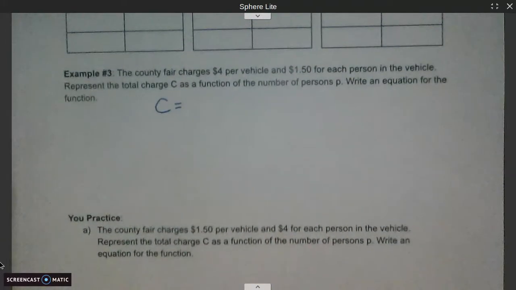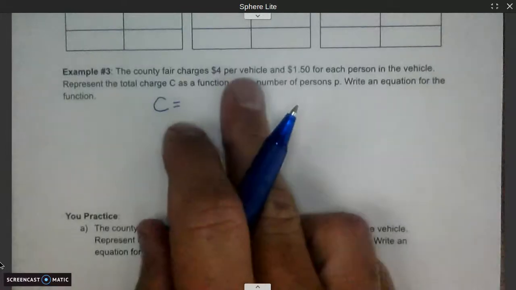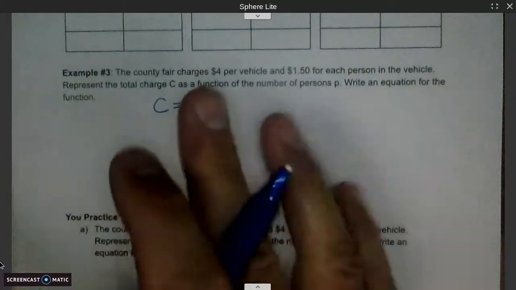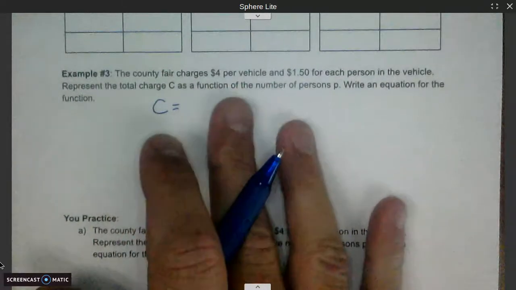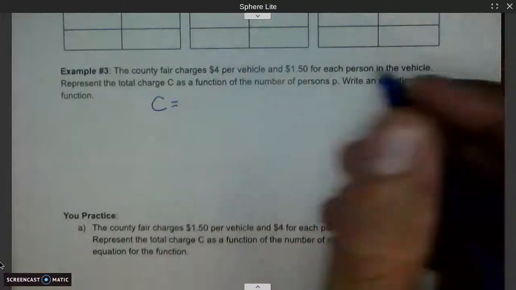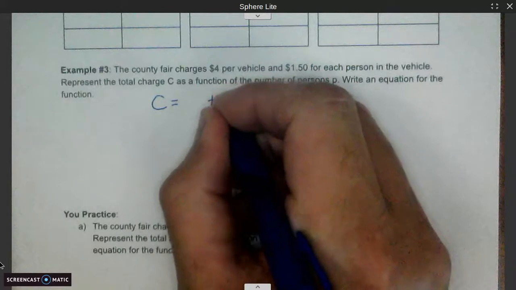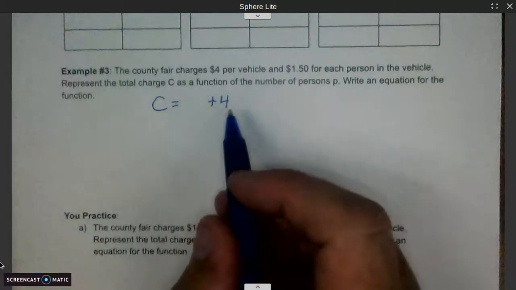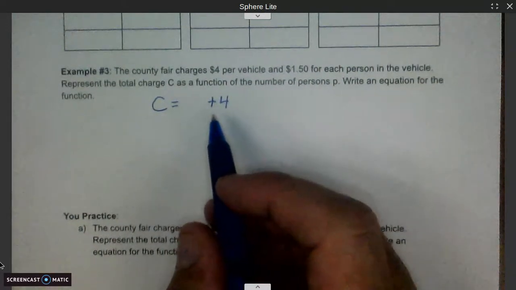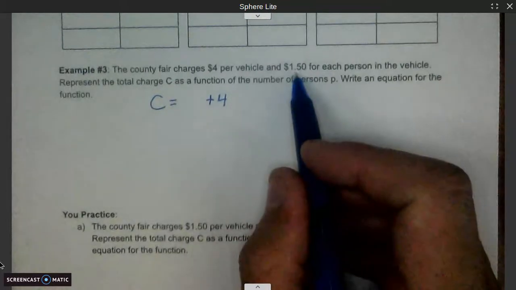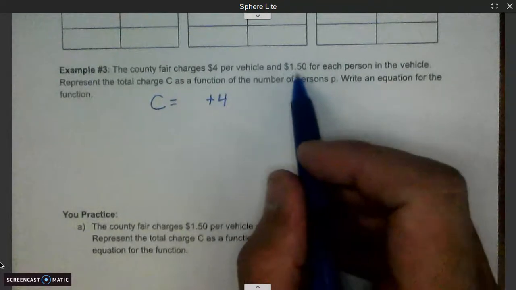Now we know that when a person comes in to the county fair, they're automatically going to be charged $4 per vehicle. So we know $4 is how much they're going to be charged. So we're going to add 4 to this. It's not going to change. It's always going to be plus 4. You're always going to have $4. If one person comes by themselves, they're only going to be charged for themselves. So it's going to be $1.50.